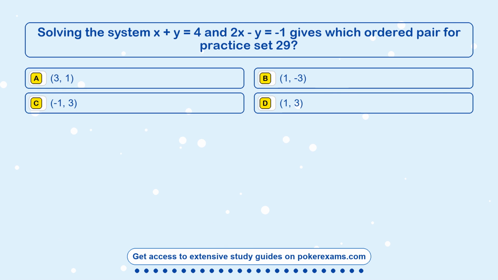Question 12. Solving the system x plus y equals 4 and 2x minus y equals -1 gives which ordered pair for practice set 29? Option A, 3, 1. Option B, 1, -3. Option C, -1, 3. Option D, 1, 3.